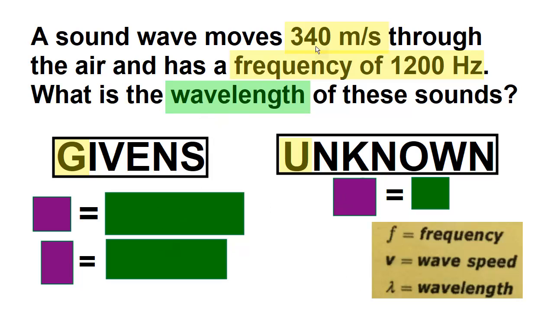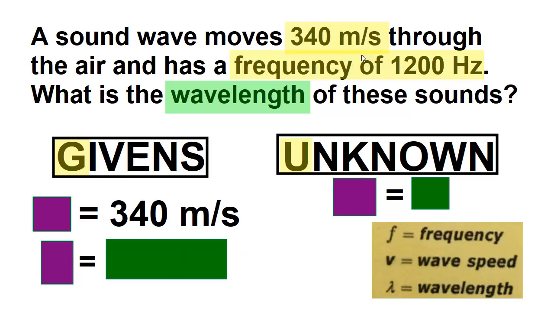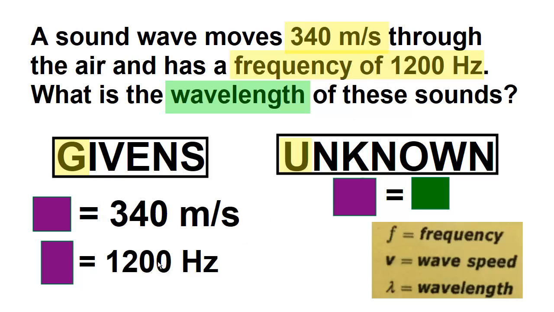So the givens are the numbers. I got 340 meters per second and I have 1200 hertz. So those are going to be our givens. And then it says what, and that's going to be our question, the what part. So you just got to remember, you can use the yellow paper. So you know it's going to be a frequency, a wave speed, velocity, and then a wavelength, lambda. You just got to put them in the right spot. So see how you have to memorize? You have to know the units. That's partially what you have to do to figure out where they go.